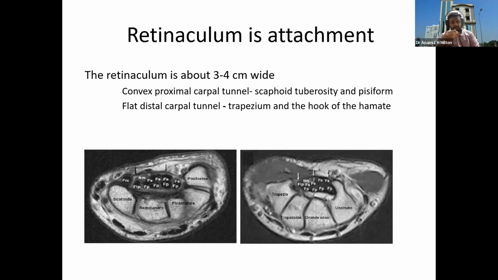The total length is 3 to 4 centimeters wide, and the proximal part is convex, and the distal part is flat, and it is attached to the trapezium as well as the hook of the hamate. So the proximal part is the convex part, and the distal part is the flat part. This is very important: proximally it is attached to the scaphoid and the pisiform, and distally to the trapezium and the hook of the hamate.